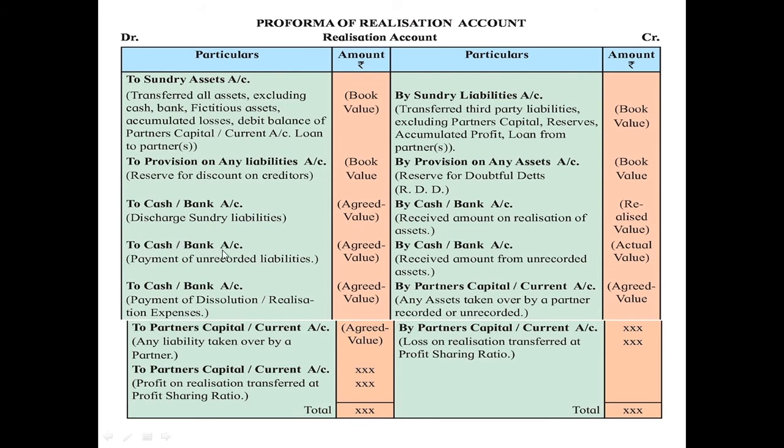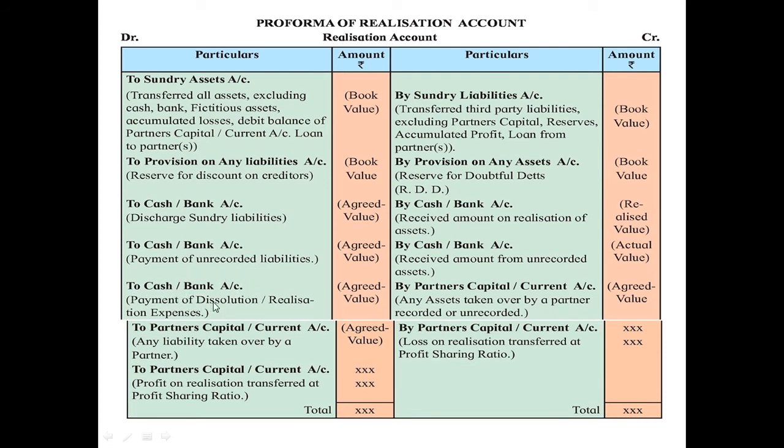Then to cash or bank account, again this entry is for the payment of unrecorded liabilities which was not recorded earlier in the old balance sheet, but at the time of dissolution the partners came to know that they have to pay a certain amount against the liabilities, that is called unrecorded liability. So when the payment is made against any kind of unrecorded liability, it is recorded on the debit side of the realization account.